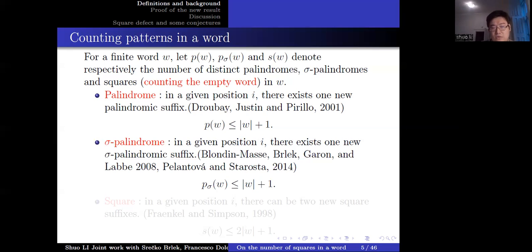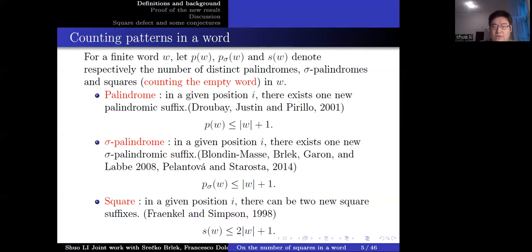These two inequalities hold because of the following fact. If we are given a word and we add a letter at the end of this word, then we are able to create at most one new palindrome as well as one new sigma palindrome. So if we do it recursively, then we get these two upper bounds.